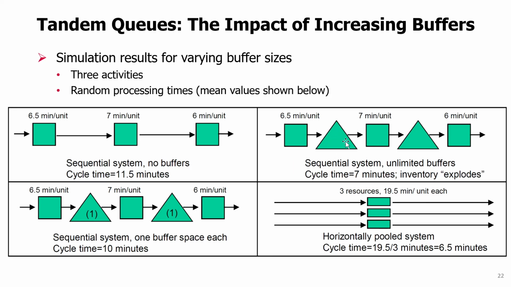And you see, if there is a lot of inventory in the stable state, this system can work with a cycle time of 7 minutes, so one unit is produced every 7 minutes.